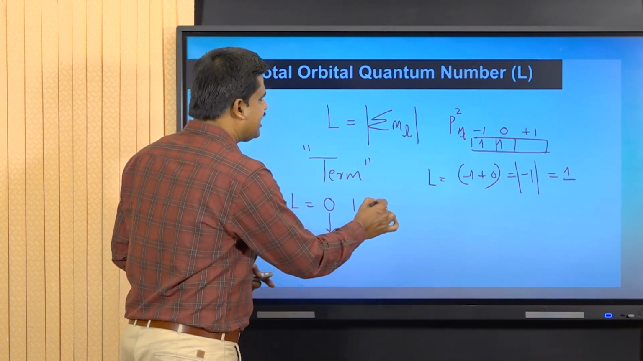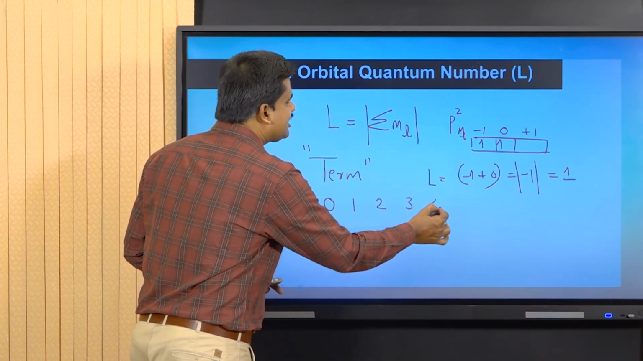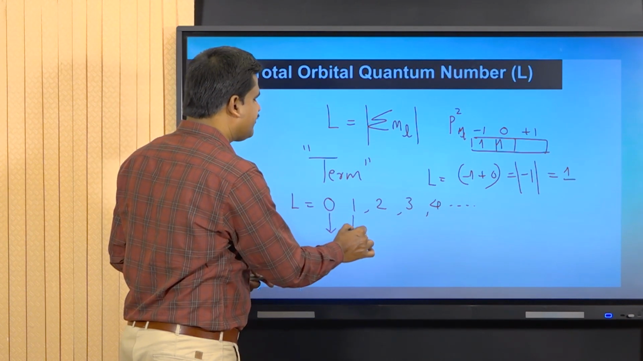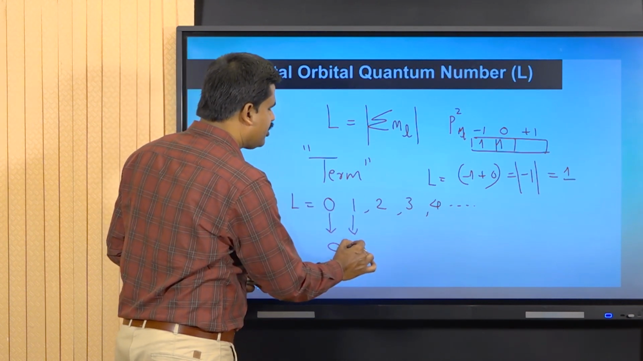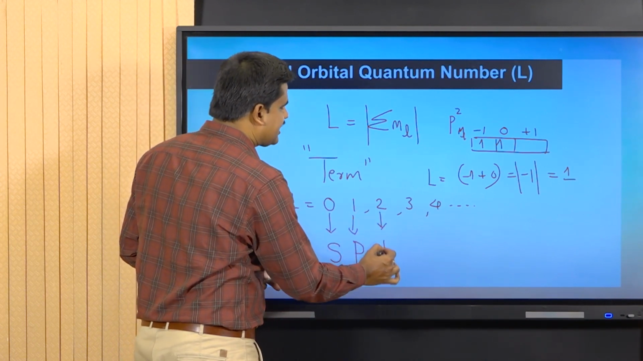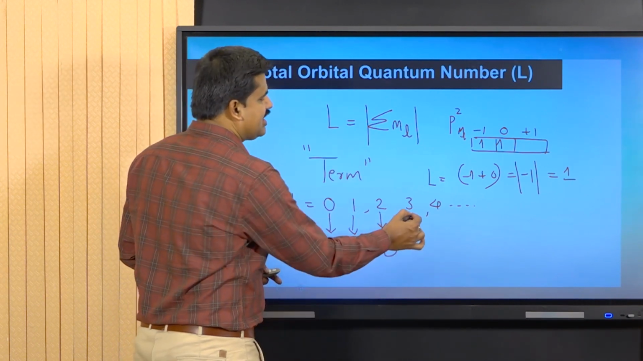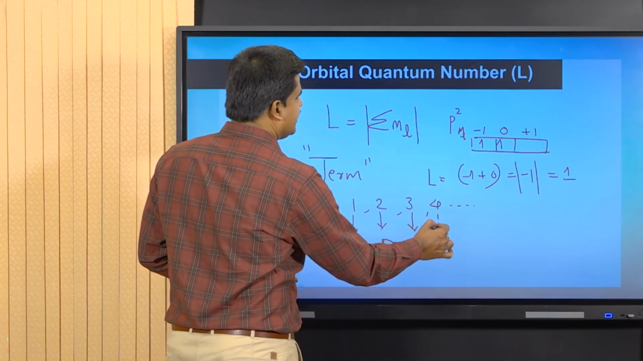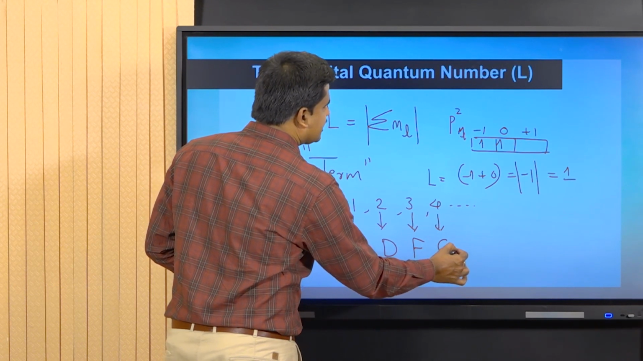It may be 1, it may be 2, it may be 3, it may be 4, etc. So, the terms will also be different. If L is equal to 1, you are getting the capital P term. If L is equal to 2, you are getting the capital D term. If L is equal to 3, you are getting the capital F term. Then this is the G term, and so on.